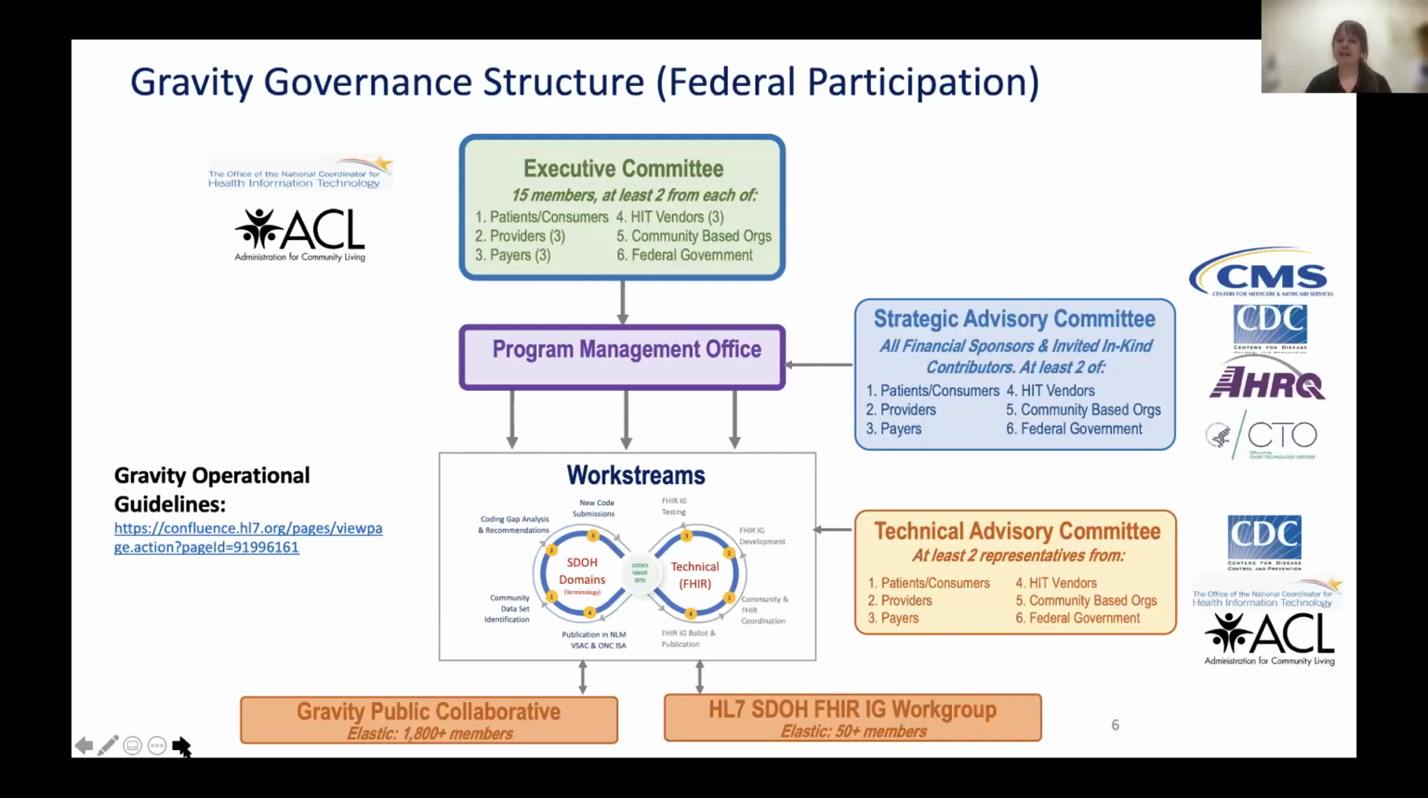So we have an executive committee, a strategic advisory committee, a technical advisory committee. We have those two workstreams, as I mentioned, the terminology and technical workstream. And then we have our collective. I lead the collective meetings that happen; they're open and free, with about 1,800 members now. About 100 to 200 members show up every Thursday, and we'll talk more about that in a second. But across all of these different committees, the U.S. government is very, very much embedded in our work, both from a data perspective and from a health policy perspective.